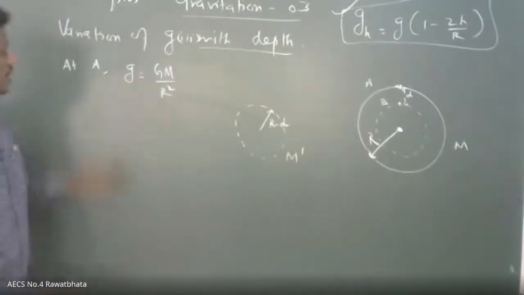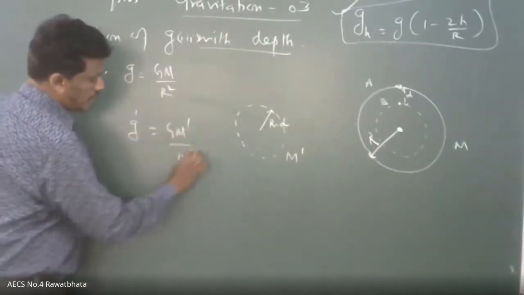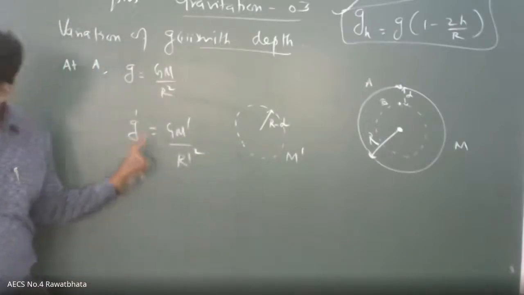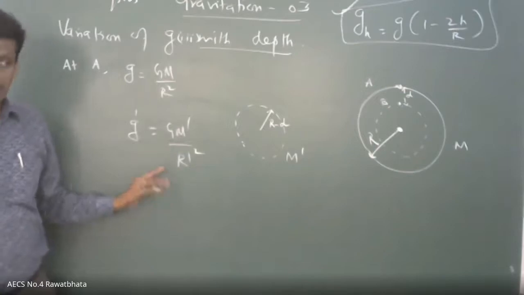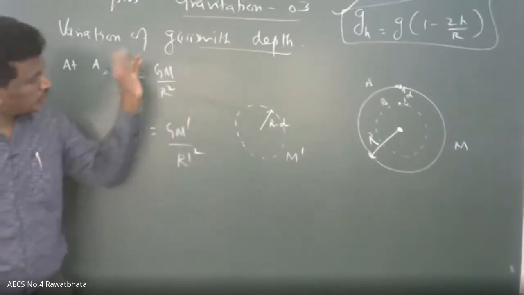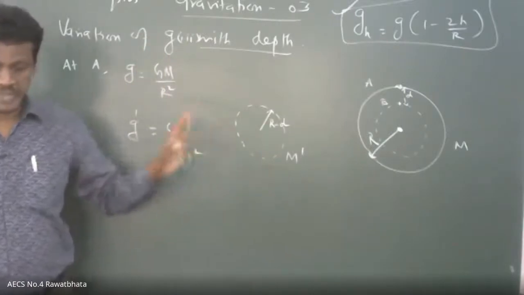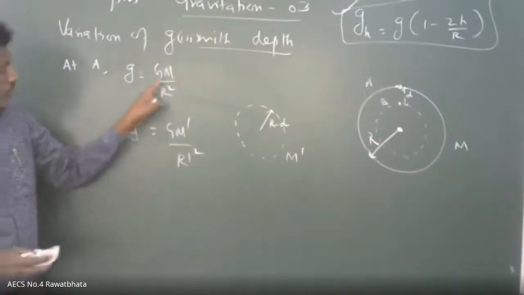Now two factors are coming here. Suppose g dash equals G M dash by R dash square. Try to understand that. The mass is changing, the size is also changing. So now two variables mean it is difficult to do the calculation. That's why we want to convert it into one variable.